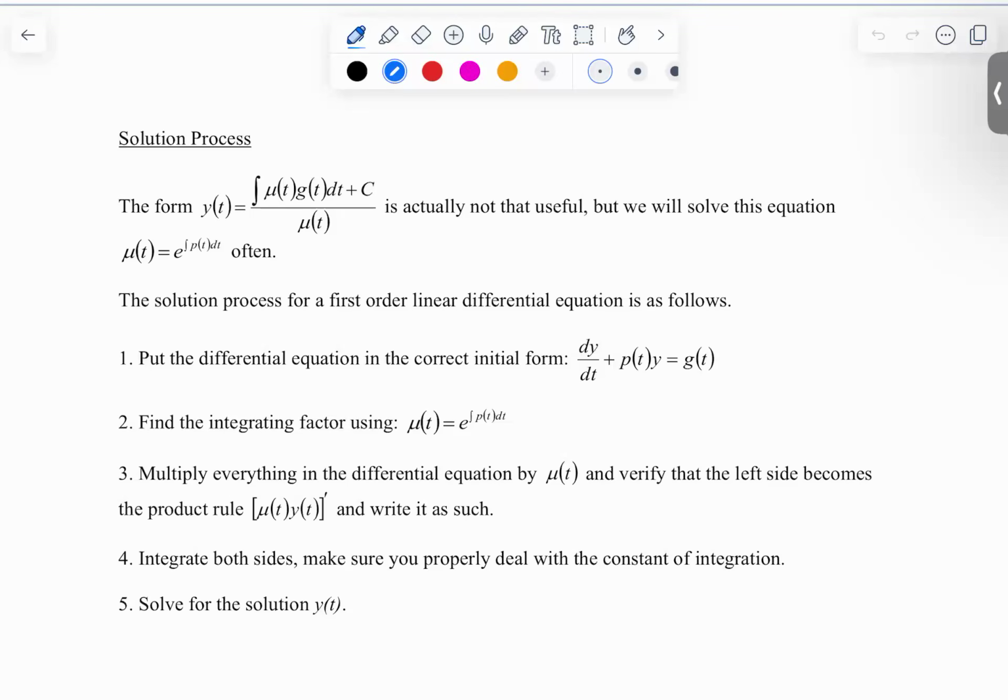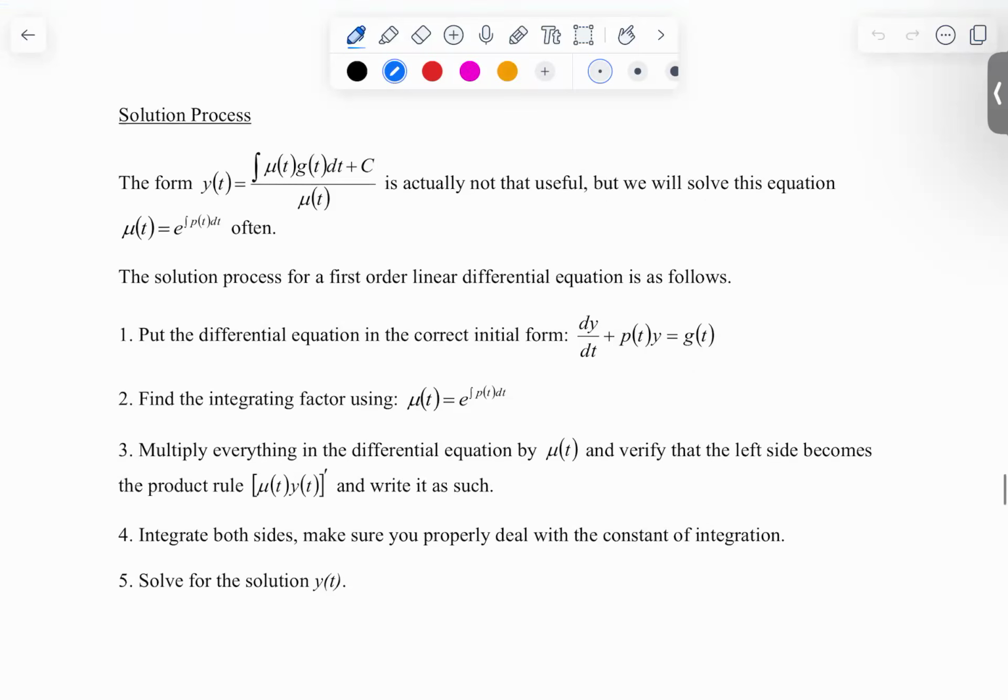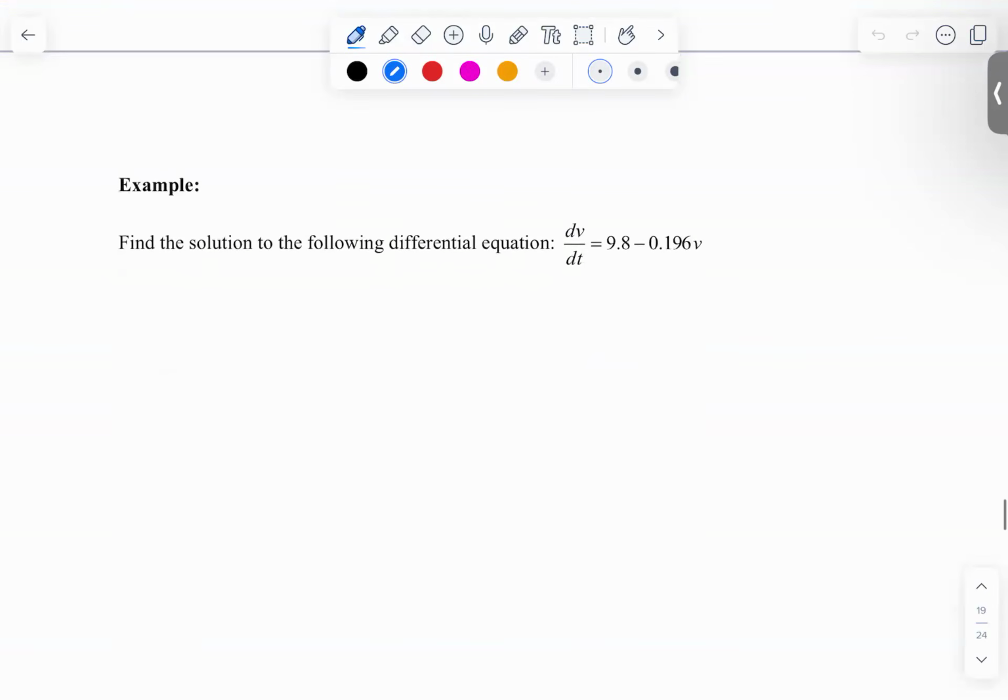And then whenever possible, we're going to solve for the solution. Sometimes we're not going to be able to do it explicitly. We saw that already. Most of the time we should be able to in the beginning for a bit. All right. Let's look at some examples.